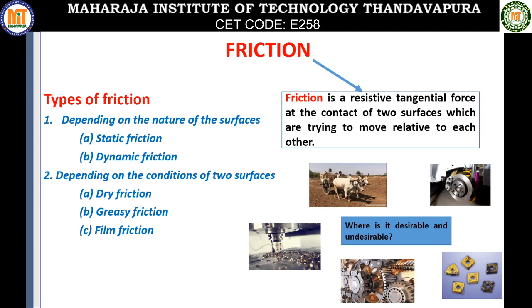And the last type of friction based on the condition of two surfaces, I call film friction or viscous friction. Whenever I try to separate the two moving surfaces by applying a thick layer of lubricant between them, so that I completely avoid their contact during the motion, that kind of friction is called film friction or viscous friction. Okay. So these are all the types of friction.